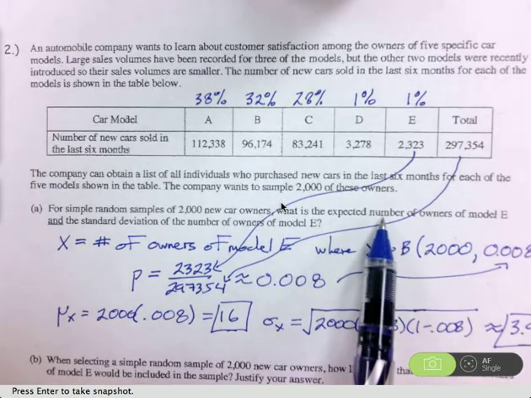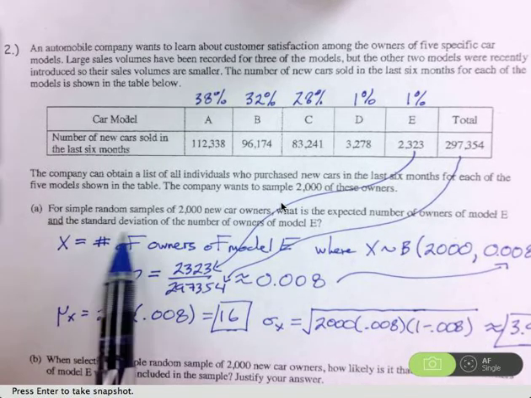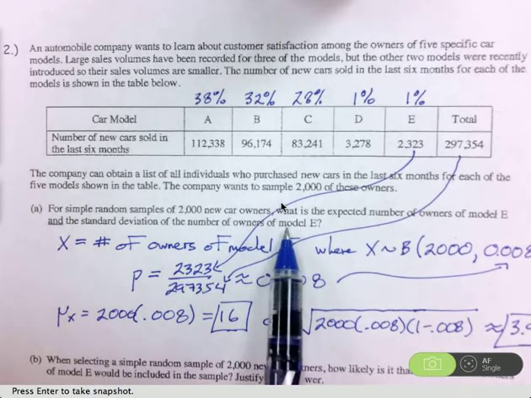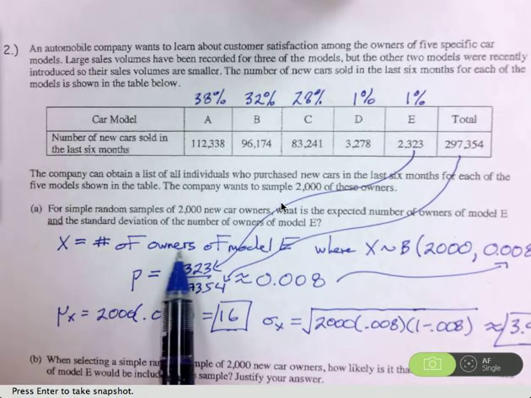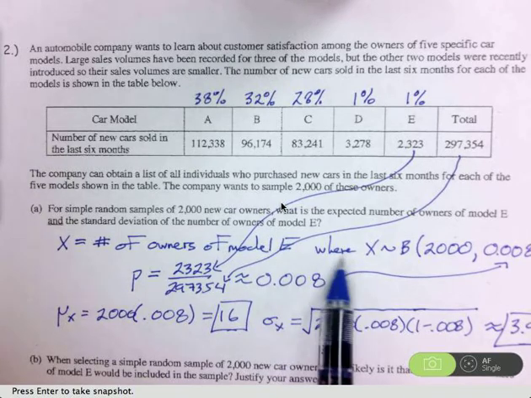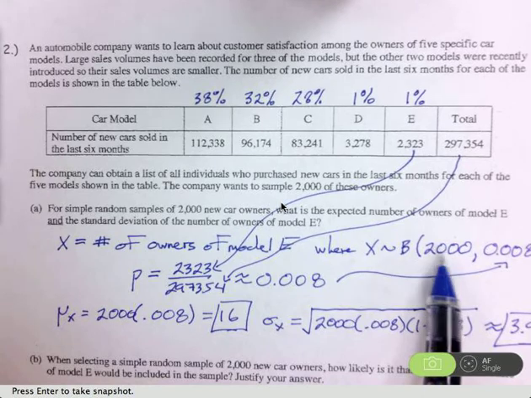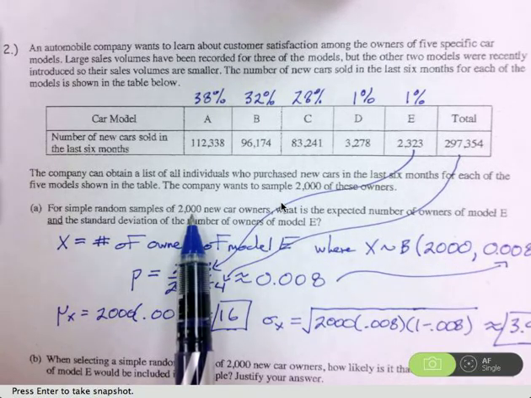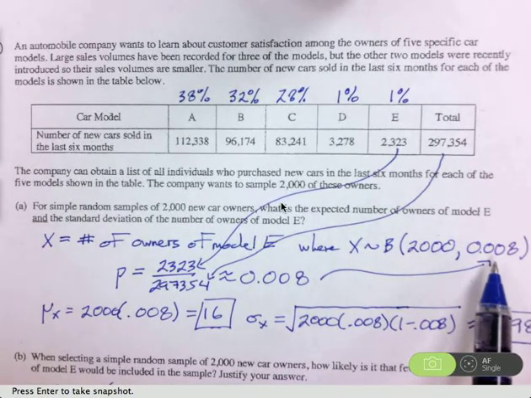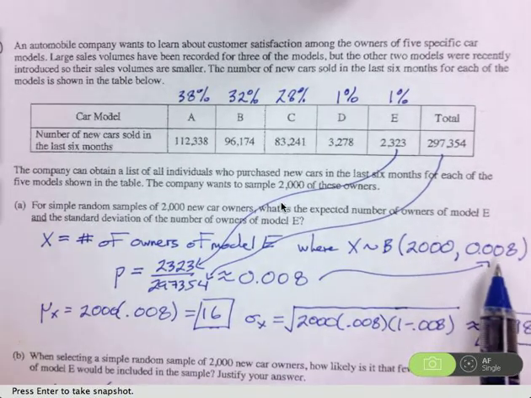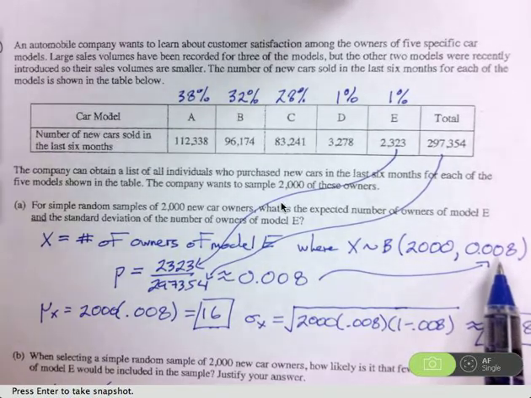We're looking for a count: the expected number of owners of Model E and the standard deviation of the number of owners of Model E. So understand what we're looking at. X is the number of owners of Model E, where X is distributed binomially with 2,000 trials, that is the size of our sample, and the success probability is 0.008. We can find that success probability by literally calculating the percentage of people that bought Model E.